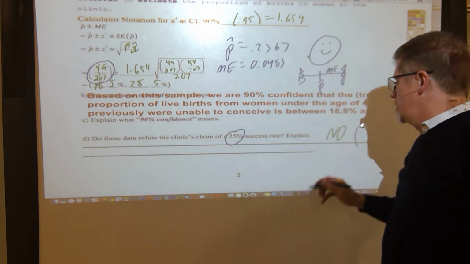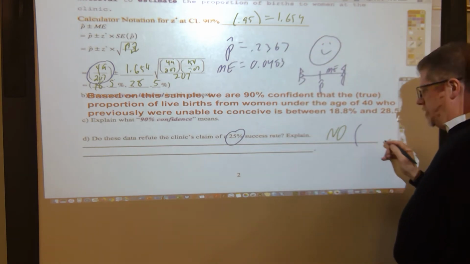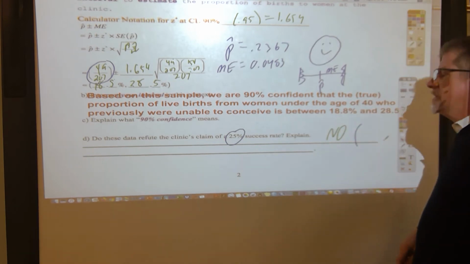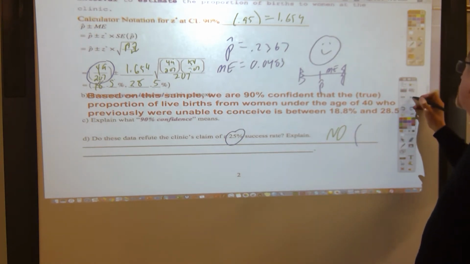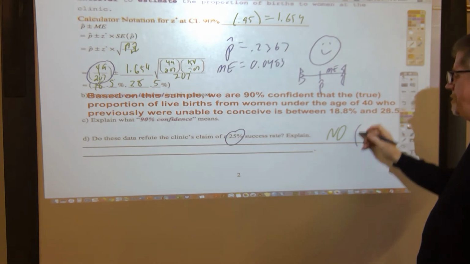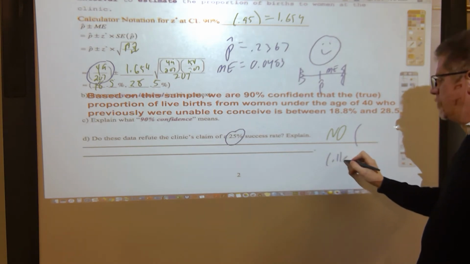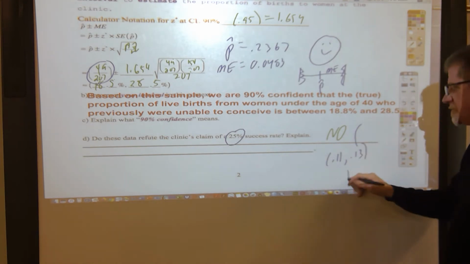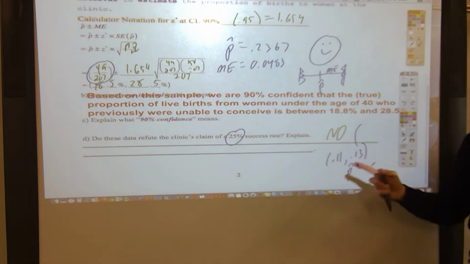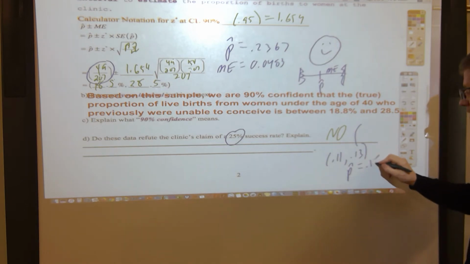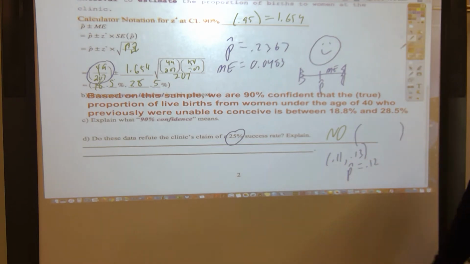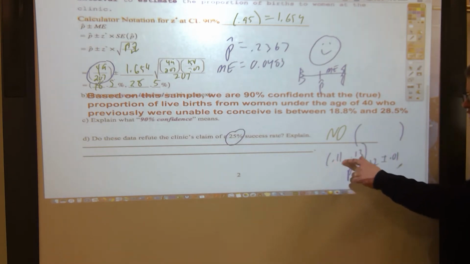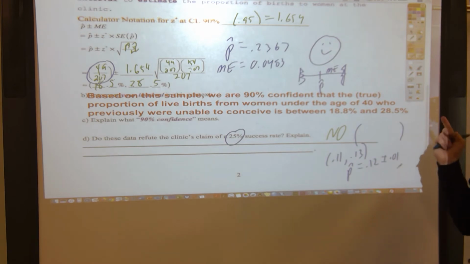So at the end of class, we said the answer was no. This is not enough evidence to refute the claim. If the confidence interval had come out to something crazy, like 0.11 to 0.13, which means p hat had to have been 12%, then the margin of error is 1%. So another way to say 0.11, 0.13 is 12% plus or minus 1%. Okay? Hopefully that's connecting.